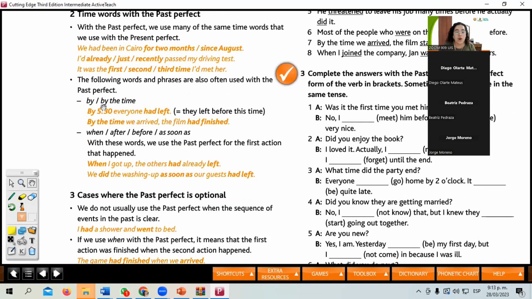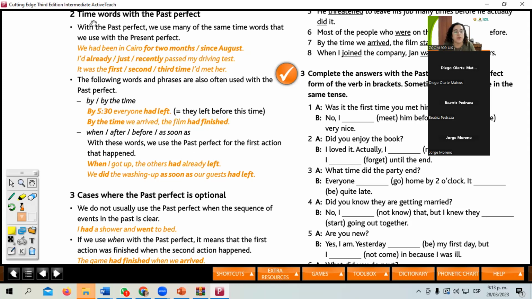Also, we have some common phrases with past perfect: the use of by or by the time. Esta es muy común, ¿no? Para las 5 o para el momento en que había ocurrido algo. Entonces, by 5:30 everyone had left. Para las 5:30 ya todos se habían ido. O sea, todos se habían ido antes de esta hora, ¿no?